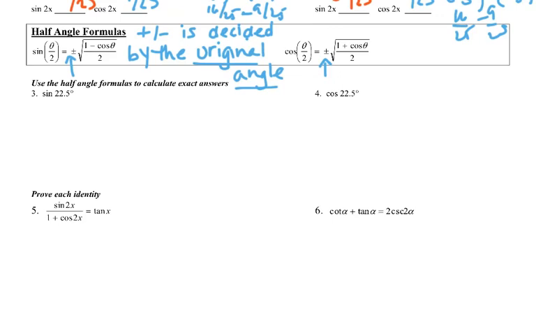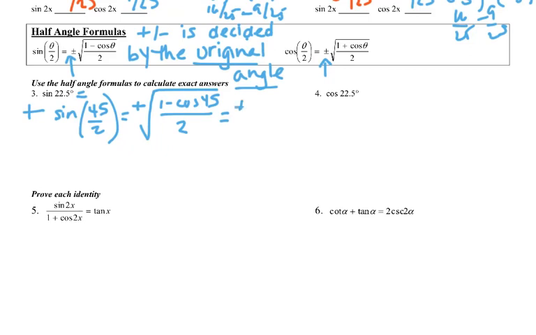So for example, sine of 22.5, I look at 22.5, that's in the first quadrant. I know sine is positive in the first quadrant, so I know that answer is going to be positive. To do the problem, I think of 22.5 as being 45/2. So my theta is 45, but I'm still finding the sine of a 22.5 degree angle. Since 22.5 is in the first quadrant, it's positive. This is 1 minus cos 45 all over 2.